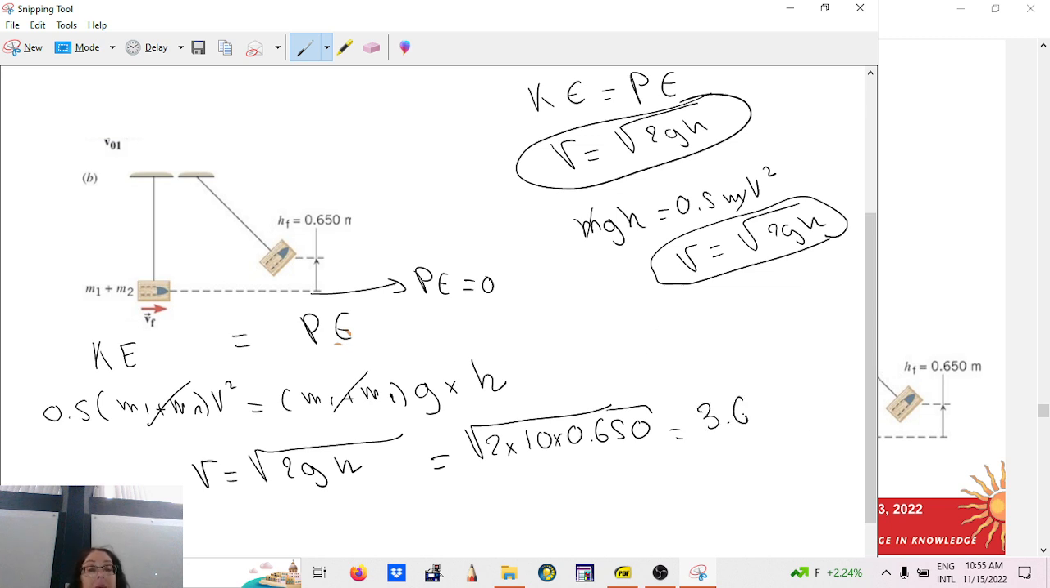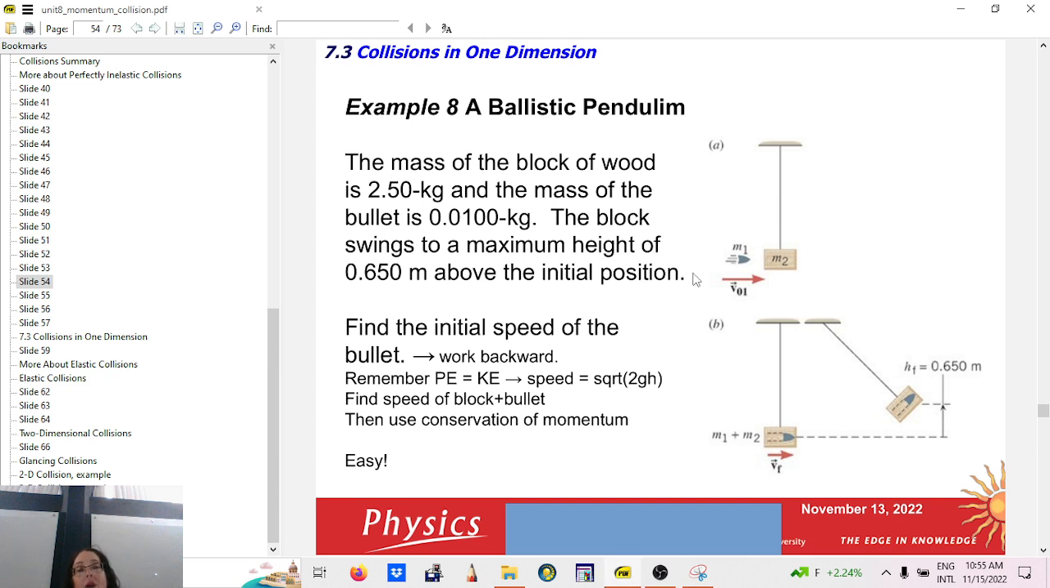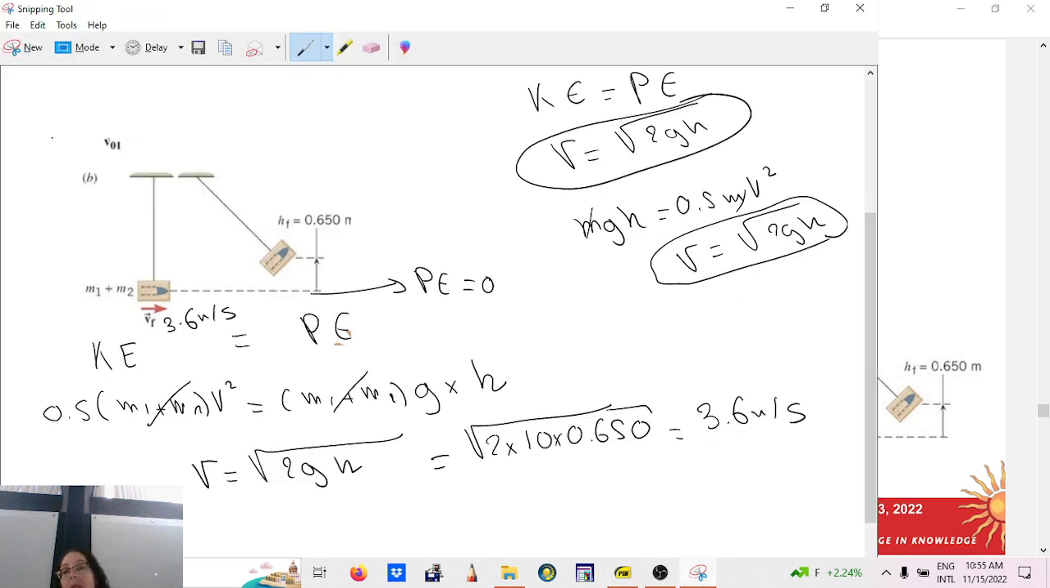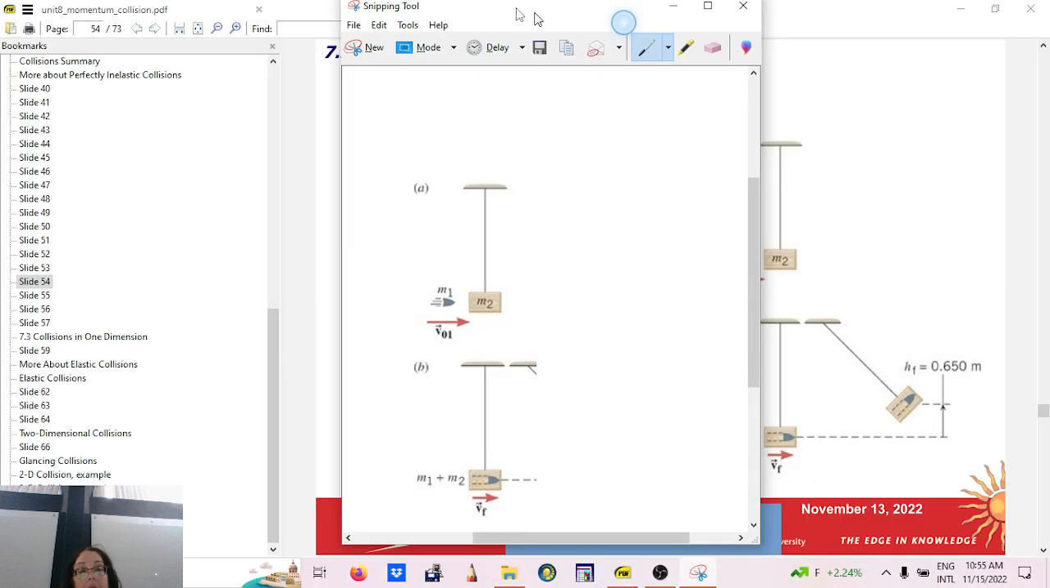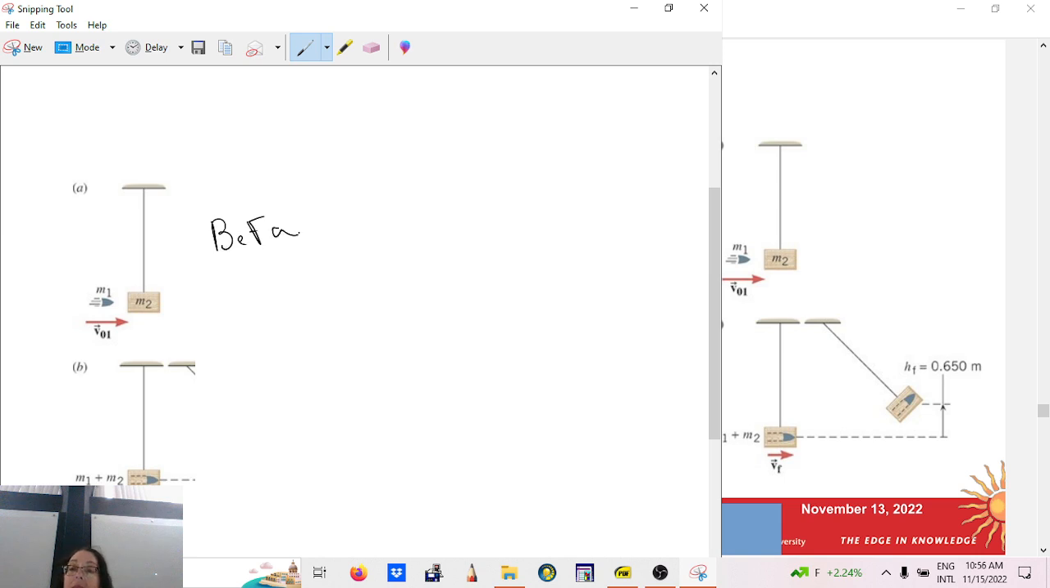3.6, did you get that? So that velocity here is 3.6. Yes, everyone? Okay, and then I go back in between this situation here and that situation there. So that's hit and stick. Hit and stick means it's totally inelastic, meaning the kinetic energy is not conserved because friction is involved. So hit and stick, and they move together with the same speed. Yes? And we know that this is 3.6.